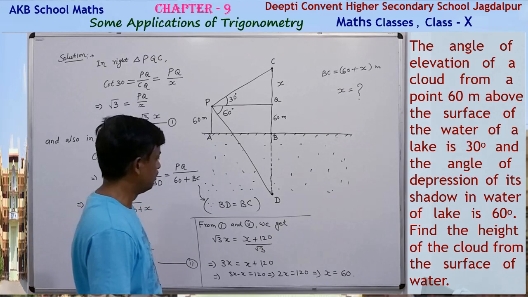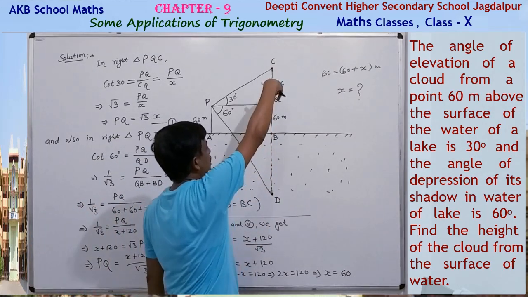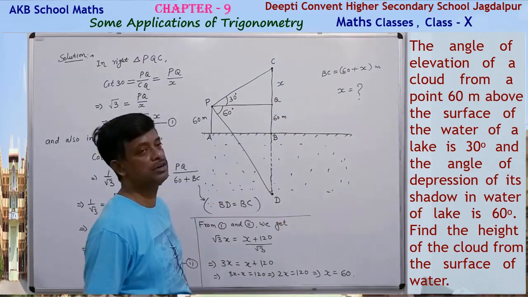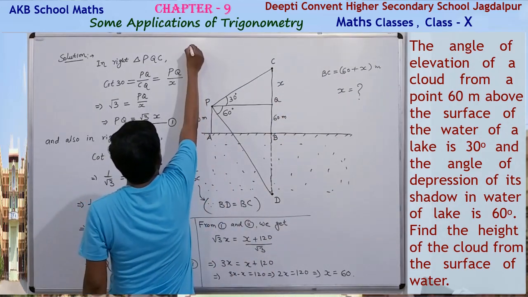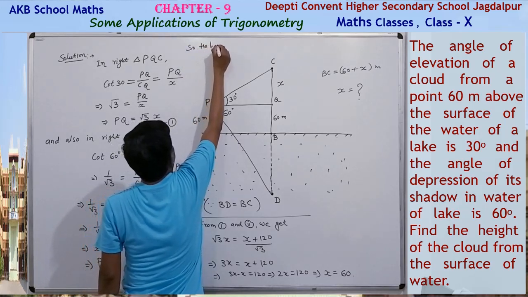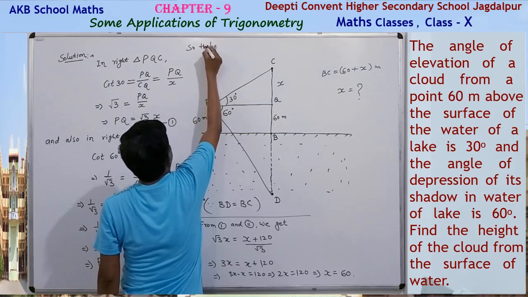Clear? Now our target is finding the value of BC, that is the height of the cloud. BC is 60 plus x. x is 60. 60 plus 60, 120. So the height.